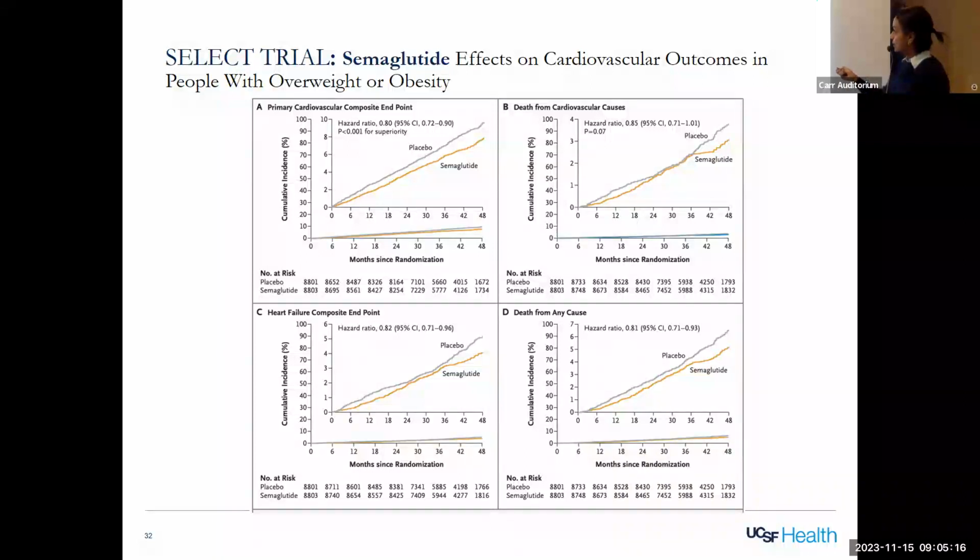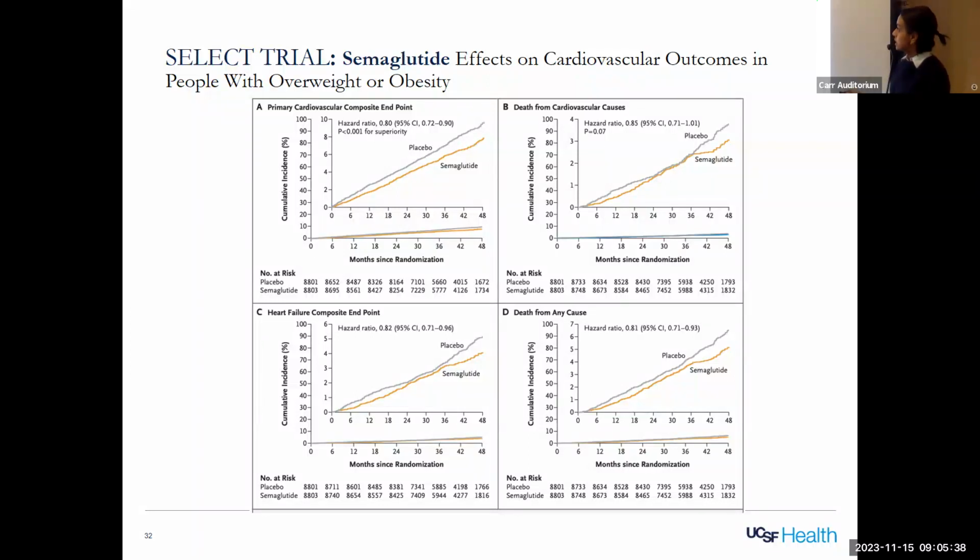So I'm going to have everyone look here, which is B. This is the death from cardiovascular causes. The semaglutide group is here in this orange color. And at the 4-year mark, you can see that there's a reduction in all cardiovascular causes in patients compared to placebo, and the hazard ratio is 0.85. So we see a meaningful reduction.